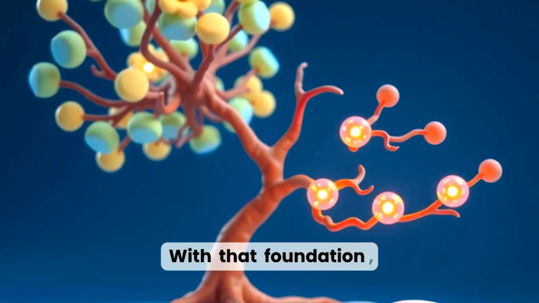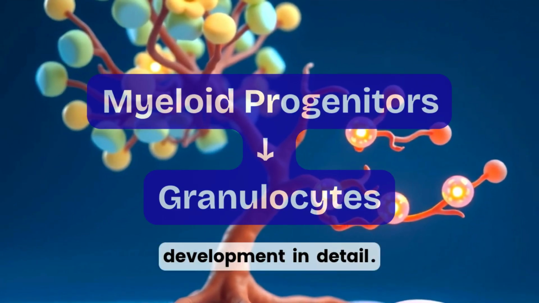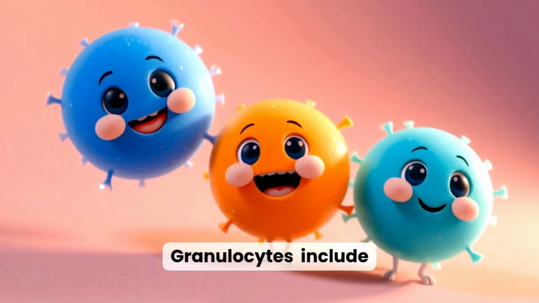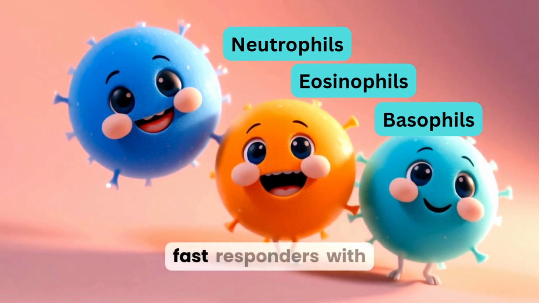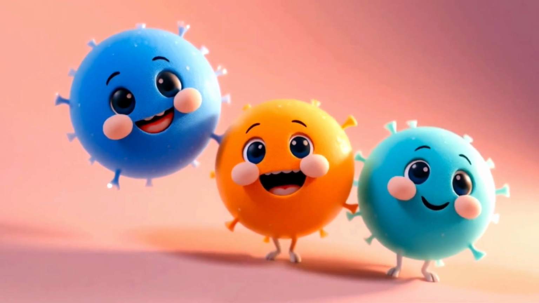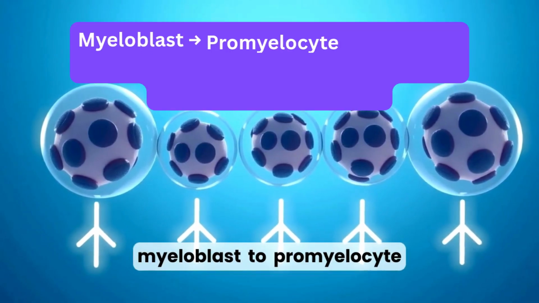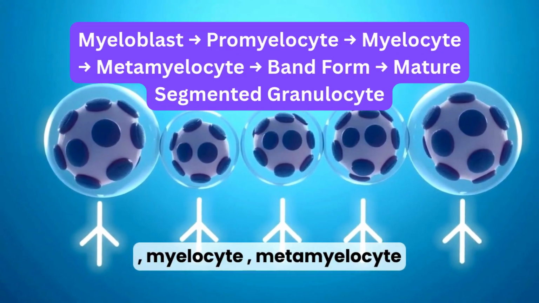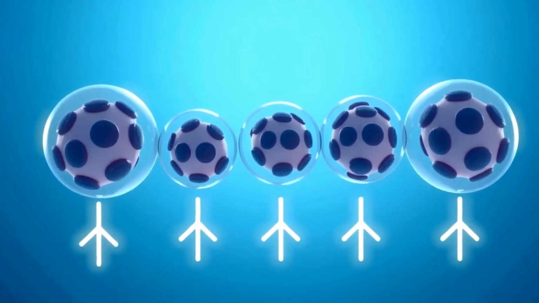With that foundation, we now follow the myeloid branch to examine granulocyte development in detail. Granulocytes include neutrophils, eosinophils, and basophils. They are fast responders with visible cytoplasmic granules used for defense. Granulocyte maturation sequence proceeds from myeloblast to promyelocyte, myelocyte, metamyelocyte, band form, and finally mature segmented granulocyte.